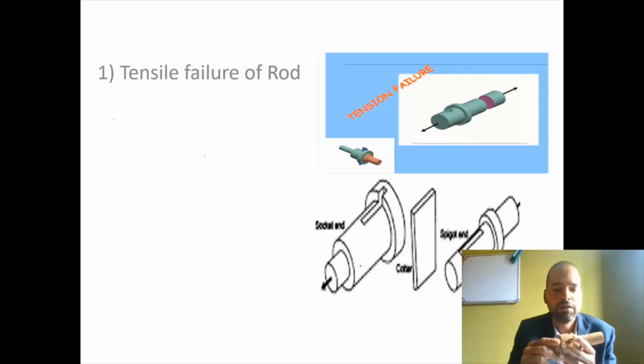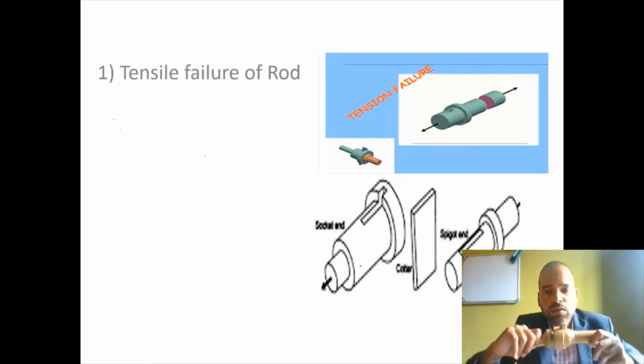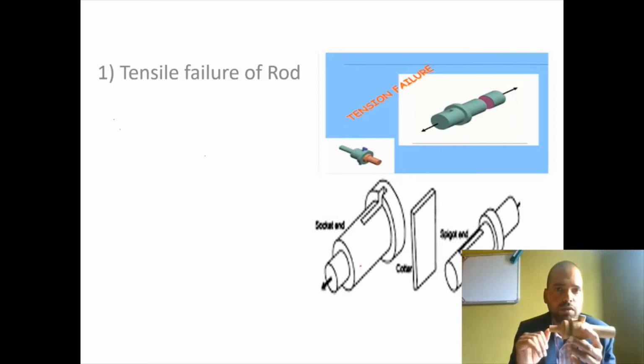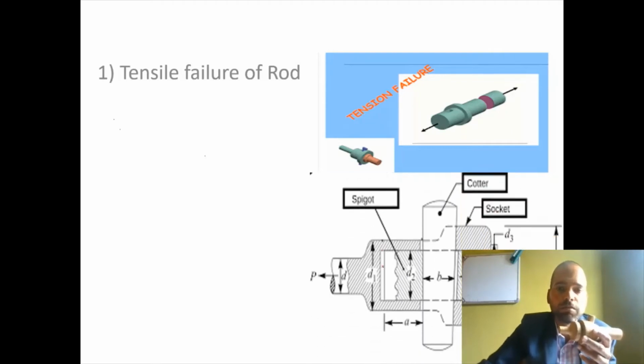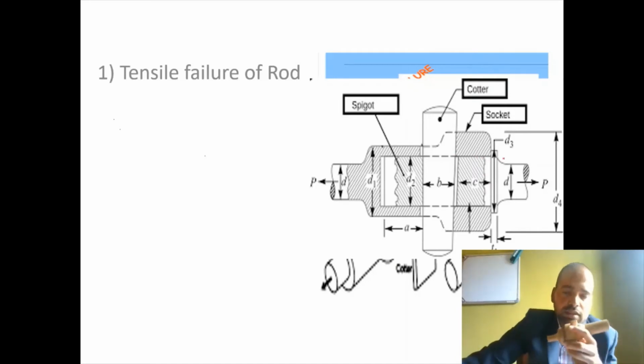Now the first failure. When the whole assembly is subjected to tensile load, what are the chances of failure? What are the modes of failure that we have to analyze? When this assembly is subjected to tensile load, what are the chances of failure at different cross sections? By using those modes of failure we have to find out the dimensions. So let's begin with dimension D.